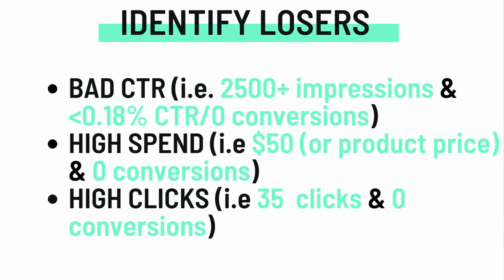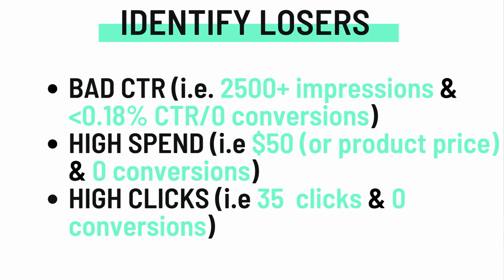We also want to identify losers as part of our bid optimization. So if it's got bad click-through rate, so let's say that it's got 2,500 impressions, so it's been served up to 2,500 plus people, and it's got a click-through rate of less than 0.18%. Again, you can select your own depending on your own criteria, but usually less than 0.2 is not great. And it's got 0 conversions, that's probably a bad word. We can probably negate that and kind of add that to the no-fly list, so to speak.